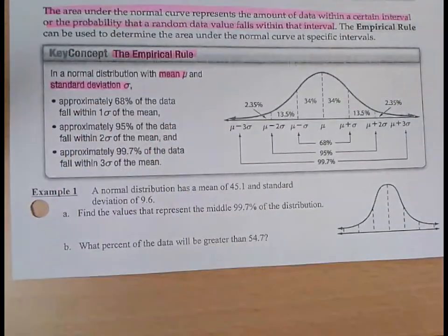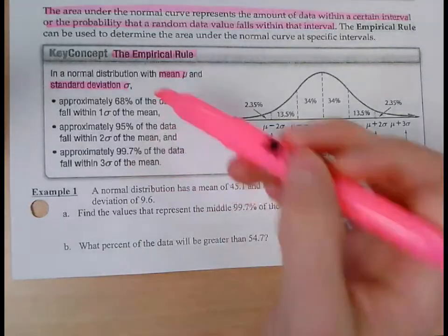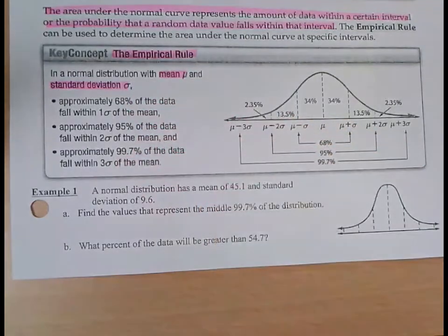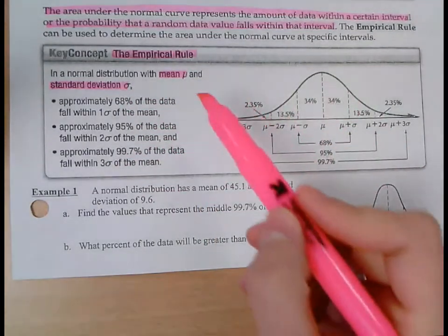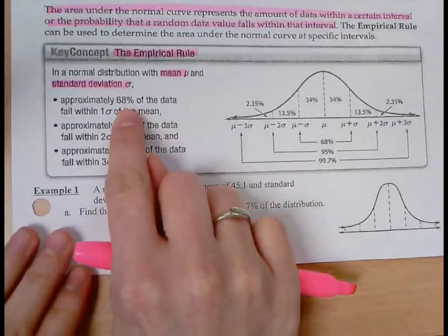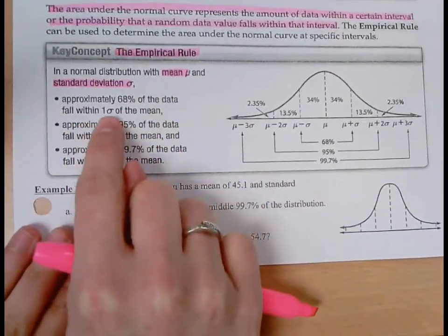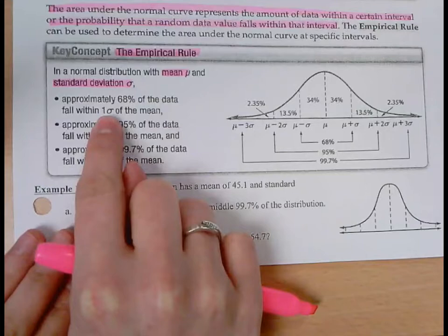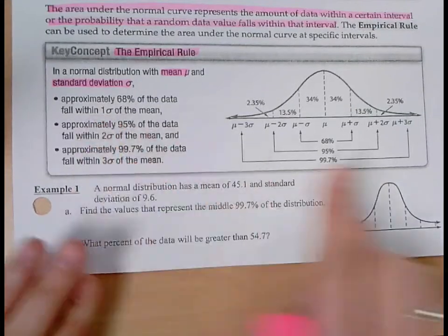Another way to think of the empirical rule is the 68, 95, 99.7 rule. So it says approximately 68% of the data fall within 1 sigma, which means 1 standard deviation, of the mean.